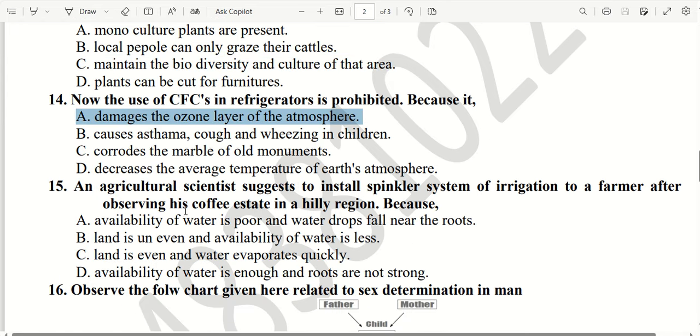And an agricultural scientist suggests installing a sprinkler irrigation system to a farmer after observing his coffee estate in a hilly region, because the land is uneven and the availability of water is less. So he suggests that one.